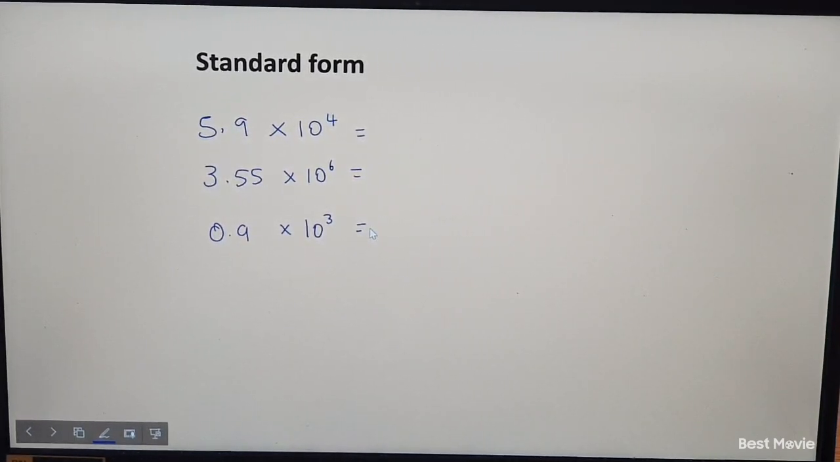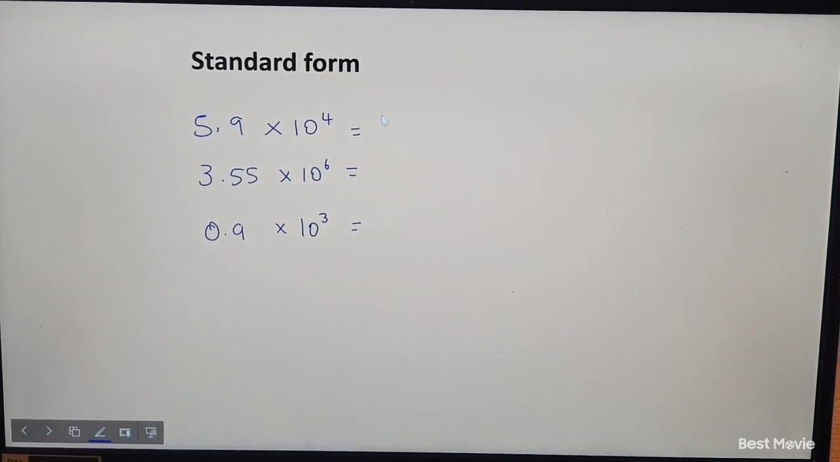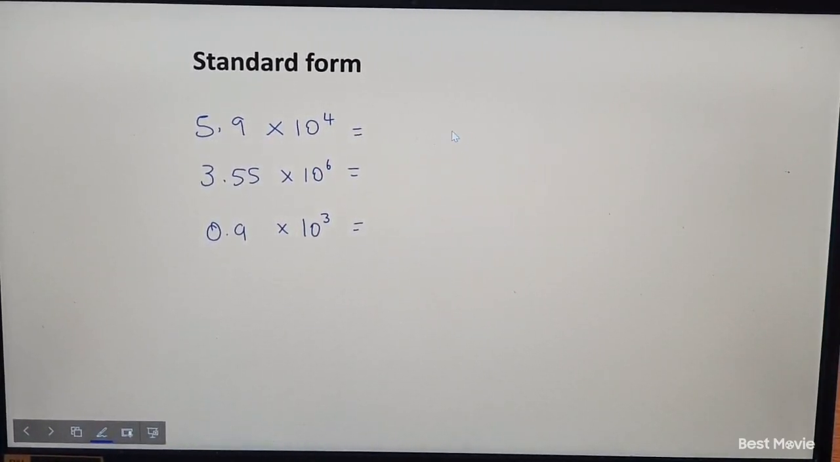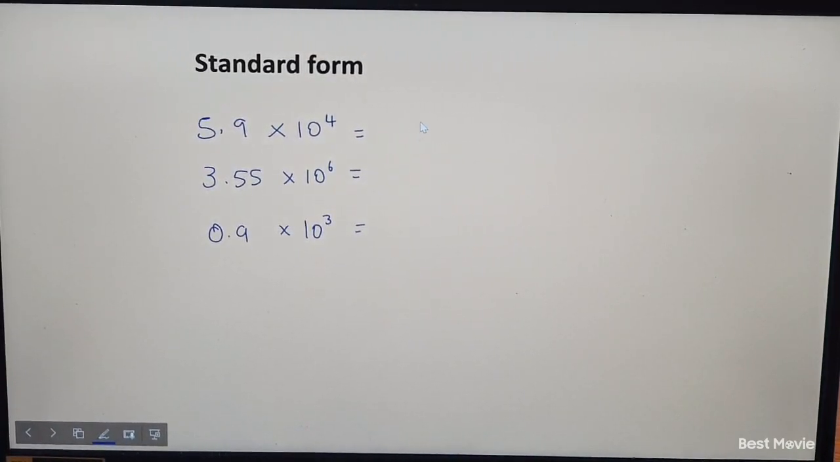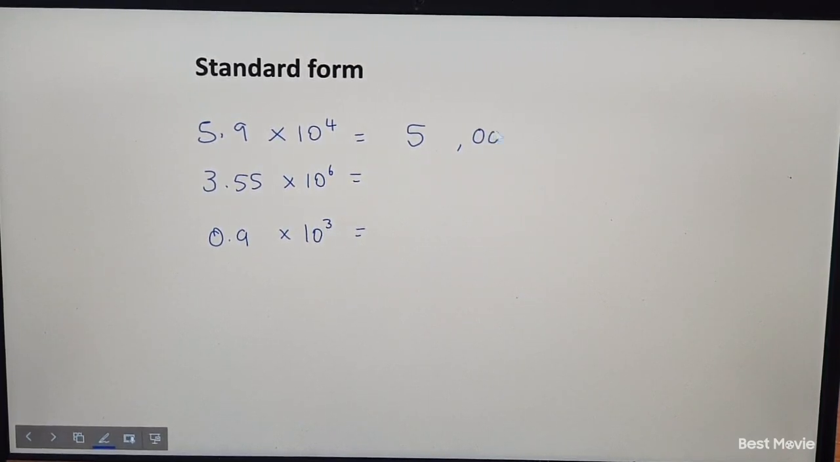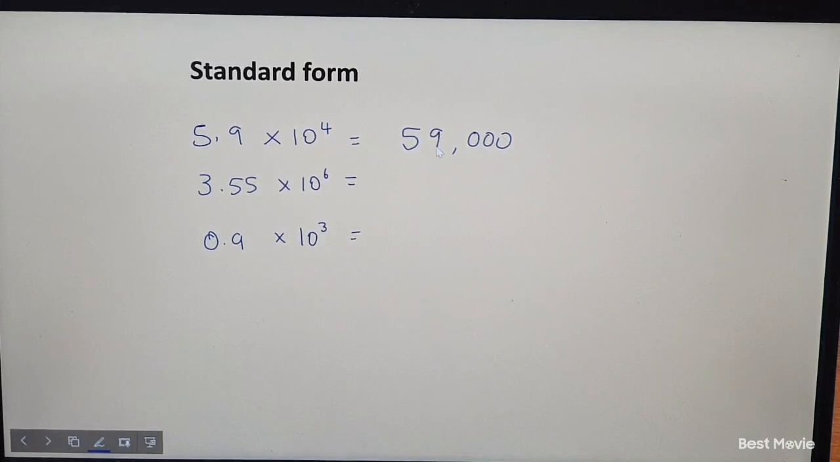Okay, here are some questions for you to have a go at. Pause the video and have a go. Okay, 5.9 multiplied by 10 to the power of 4. 10 to the power of 4 is 10,000. So I know this would be 50,000. So that 9 is going to go there.